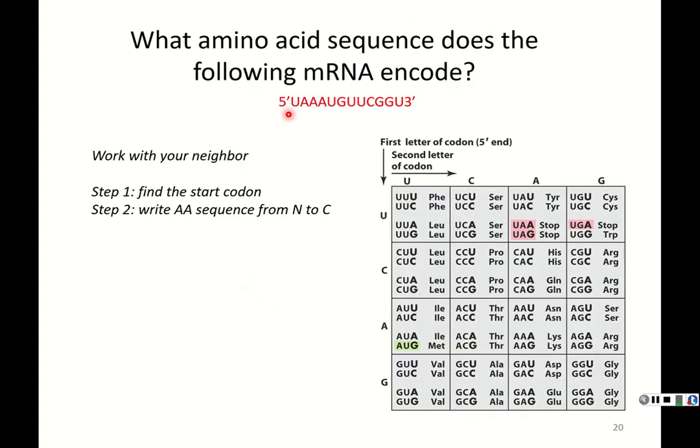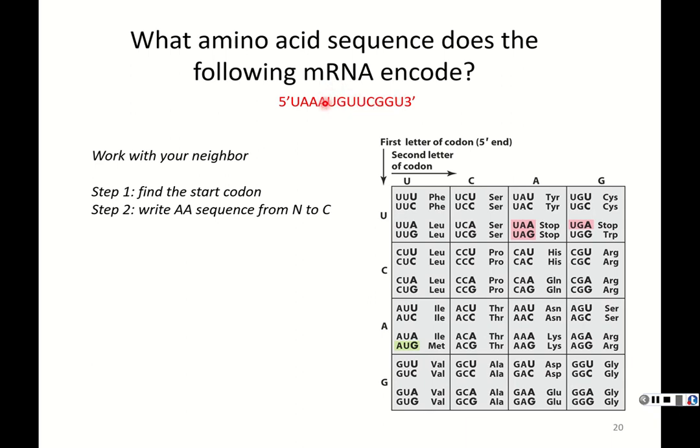So if we are given a simple messenger RNA here, what amino acid sequence does the following messenger RNA encode? If you're given this type of a problem, first you have to find a start codon. Remember that start codon would be ATG in DNA, but in messenger RNA it's AUG. So we scan for our first AUG, and that would be here. Then our open reading frame would start after that.